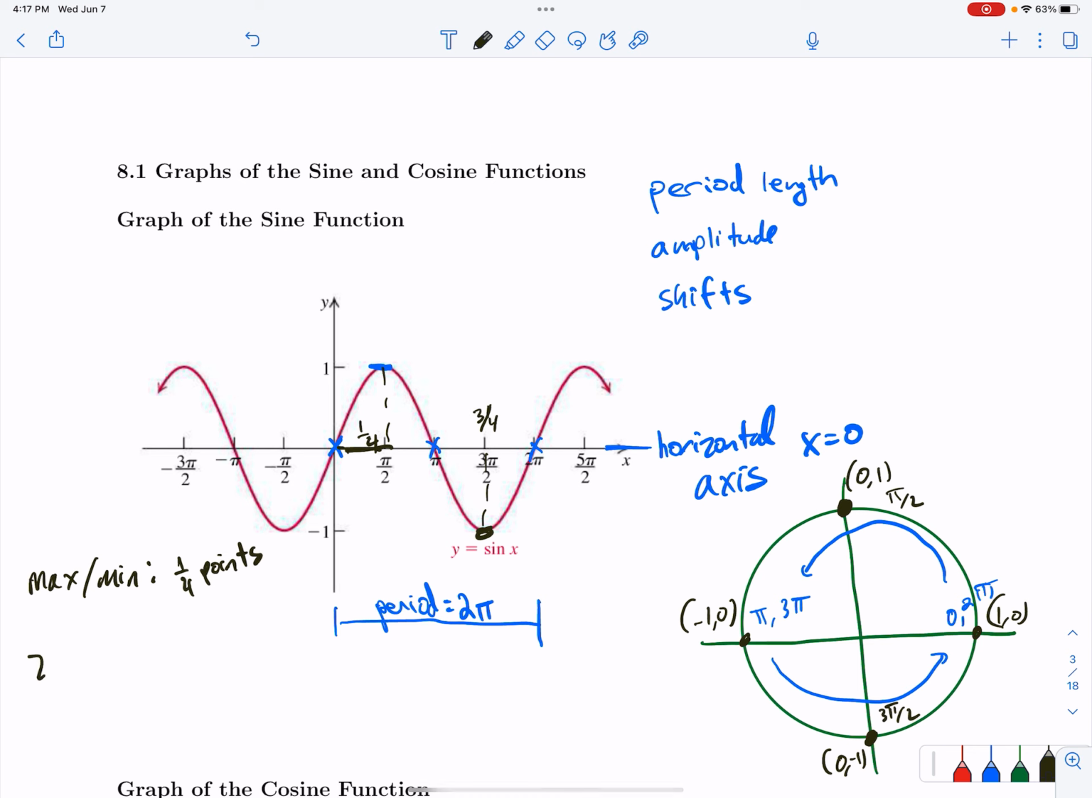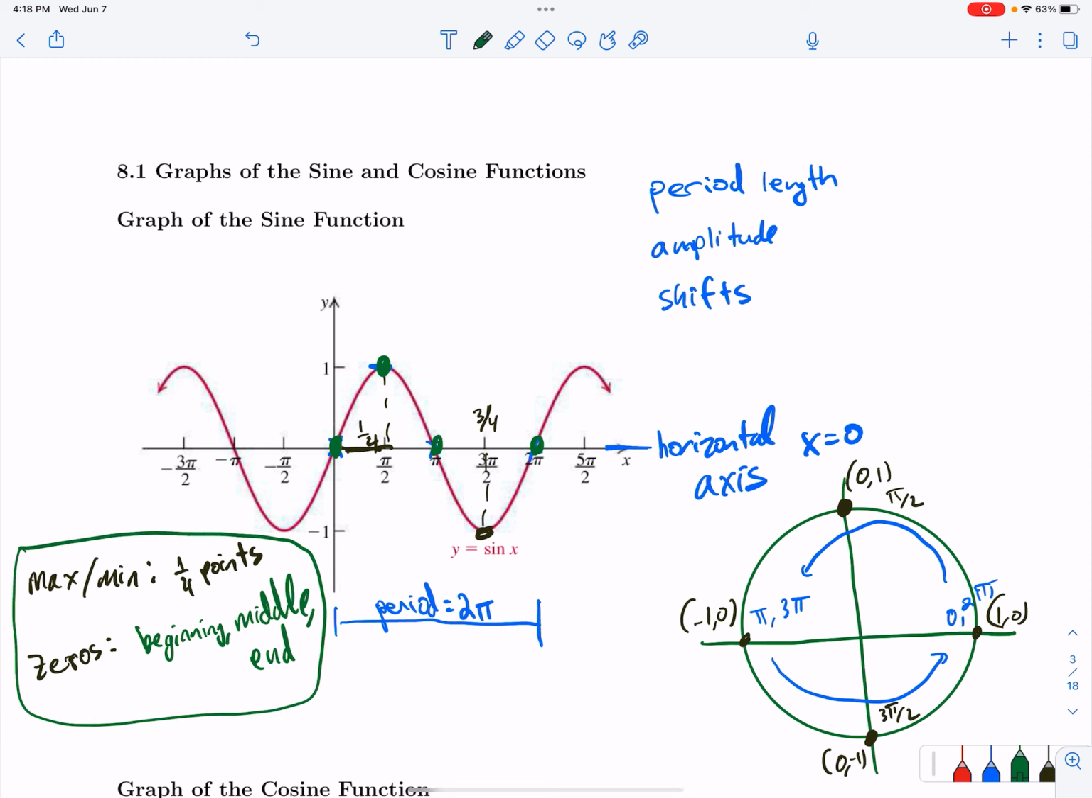And then the zeros, well, the zeros are at 0, at pi, and at 2 pi. Well, the 0 is at the beginning of the period, the middle, and the end. Okay, so those are the key points. All these 5 points that I've highlighted, those are the key points, and this indicates where those all occur.